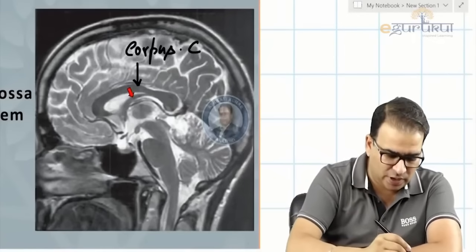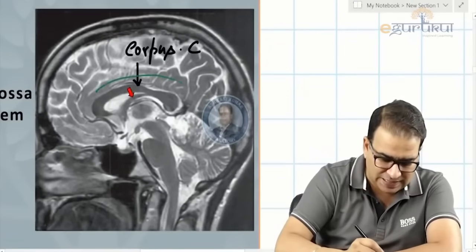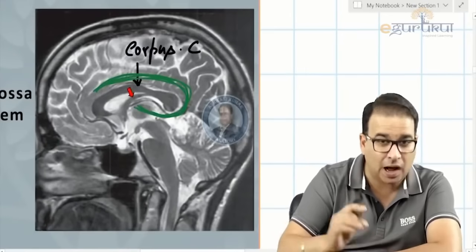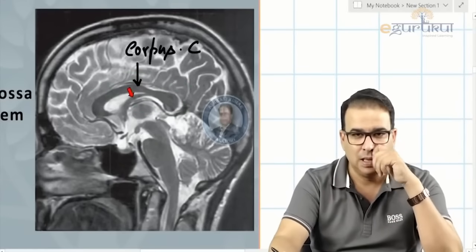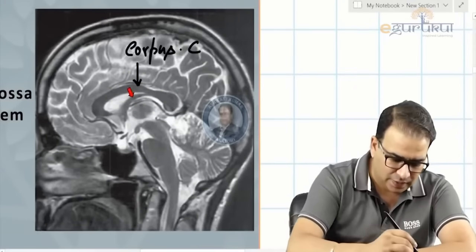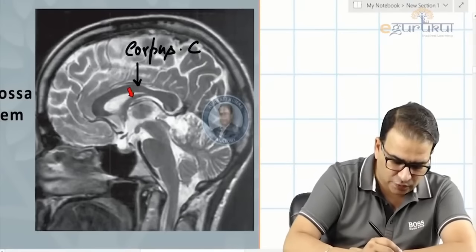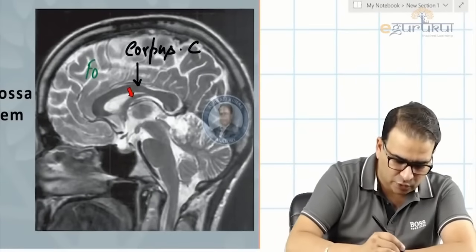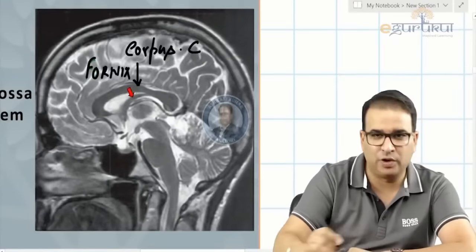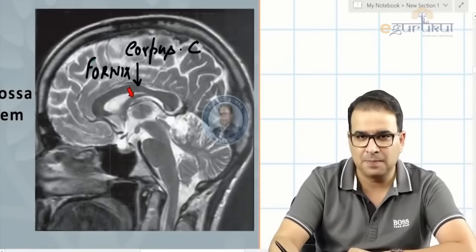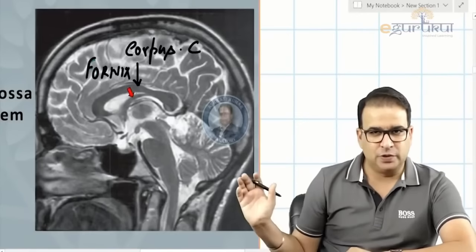Let me just remind you again. Cingulum fibers were those running like this, in this manner. They are above and around the corpus callosum, connecting the components of the limbic system. The one marked here with this red arrow is the fornix. Fornix has been one of the favorite questions for the examiner in recent times. The one marked with the red here is a fornix, guys. I'll show you the picture for the fornix.